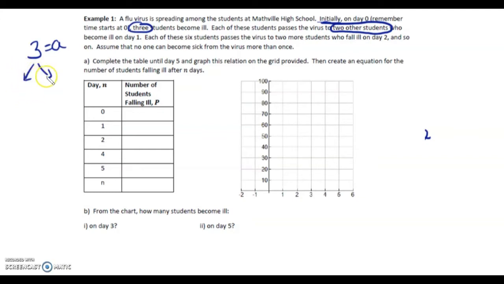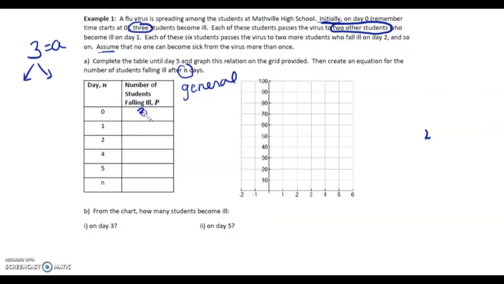Okay, so A says complete the table until day 5 and graph the relation on the grid. Then create an equation for the number of students falling ill after n days. So n days just means the general case. And it does say the assumption is no one can be sick more than once.